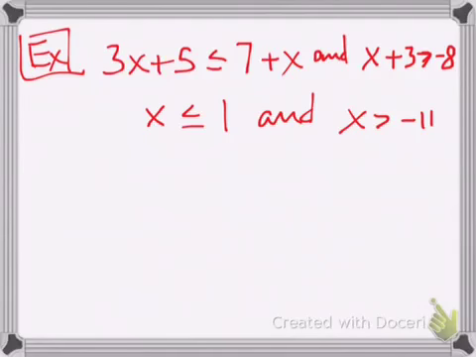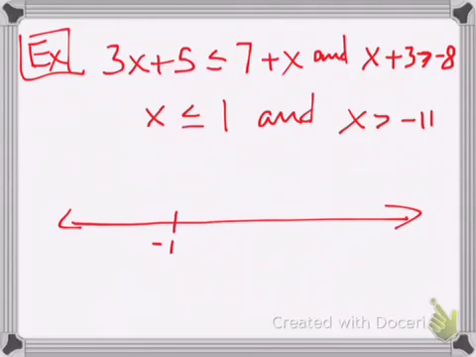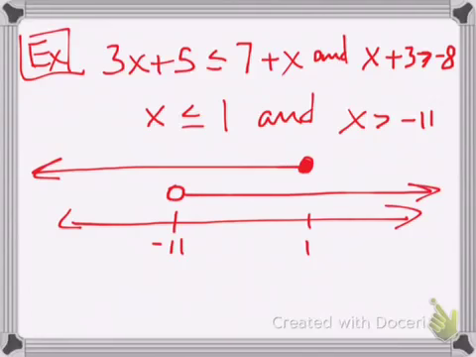Okay, so we're looking for a crossover, and this is where we graph them above the number line. So I'm going to take negative 11 and 1. Because I'm looking for where they cross over, I'm going to graph these up top. x is less than or equal to 1 is a closed circle and shade that direction. x is greater than negative 11 is an open circle and shade this direction, right? Where do they cross over each other? In between negative 11 and 1.